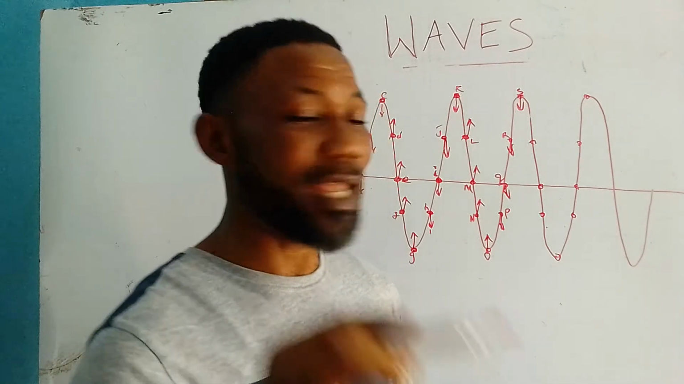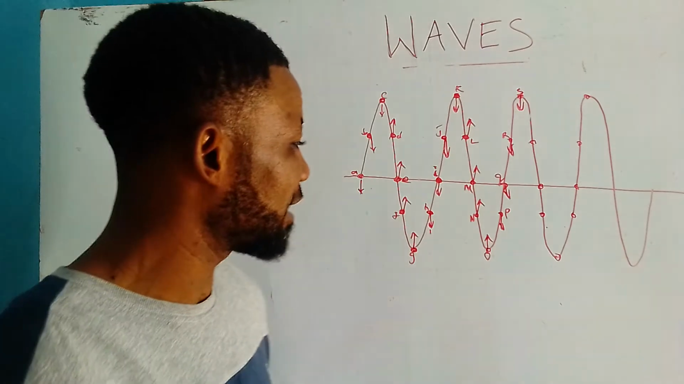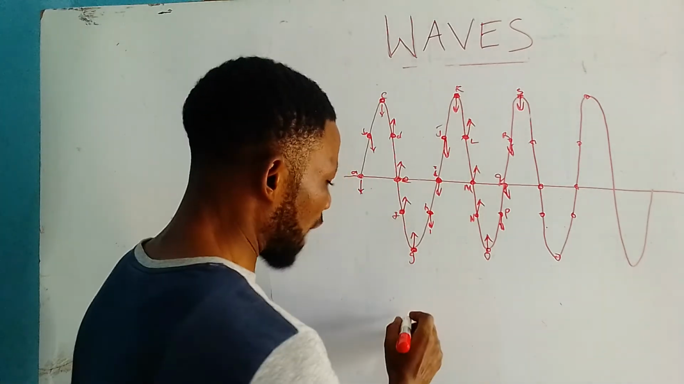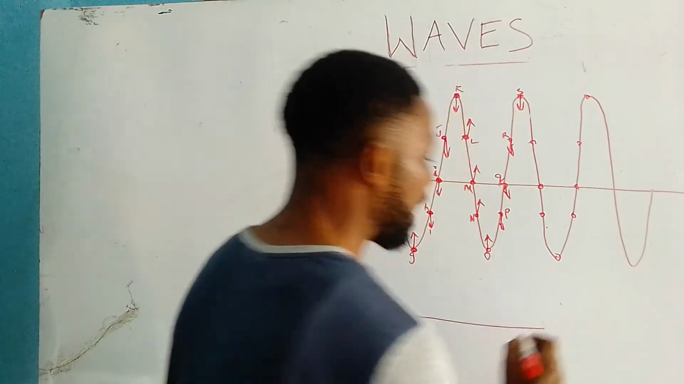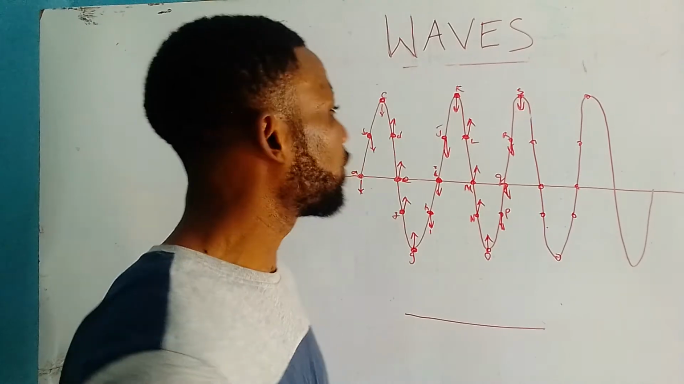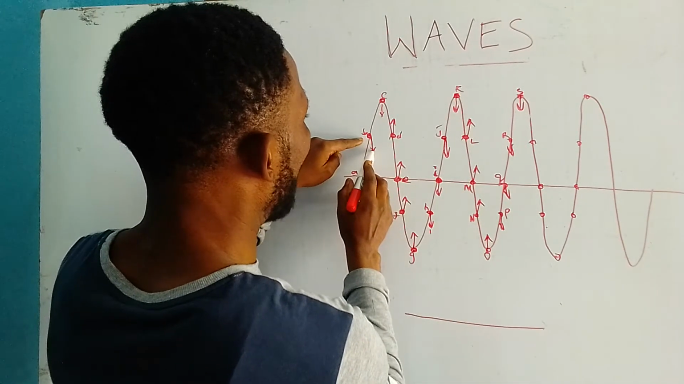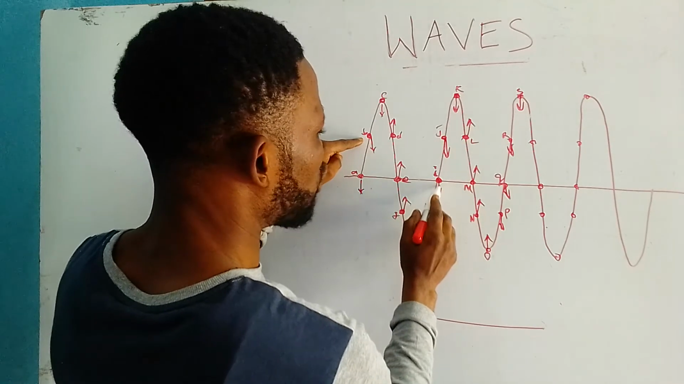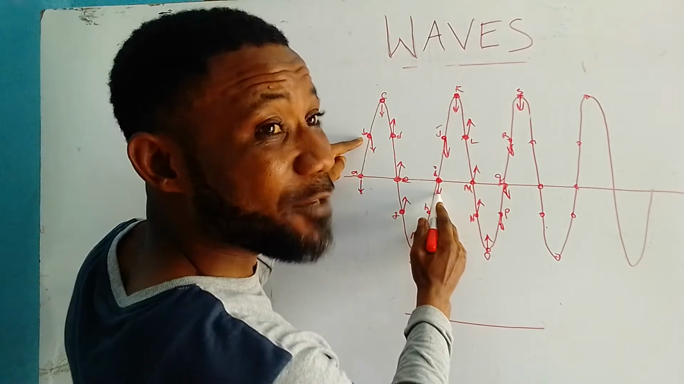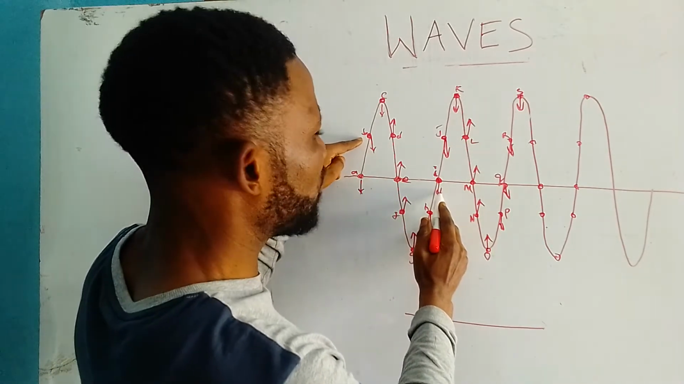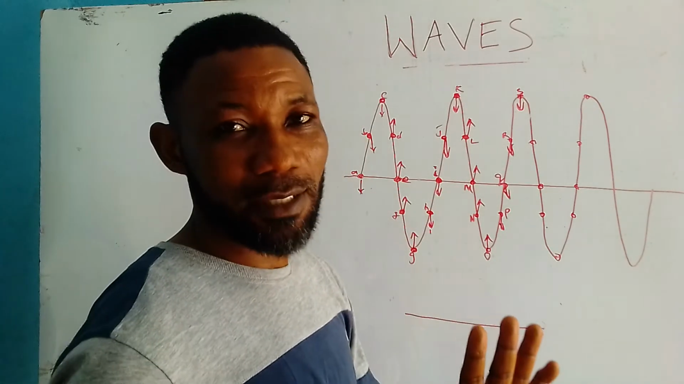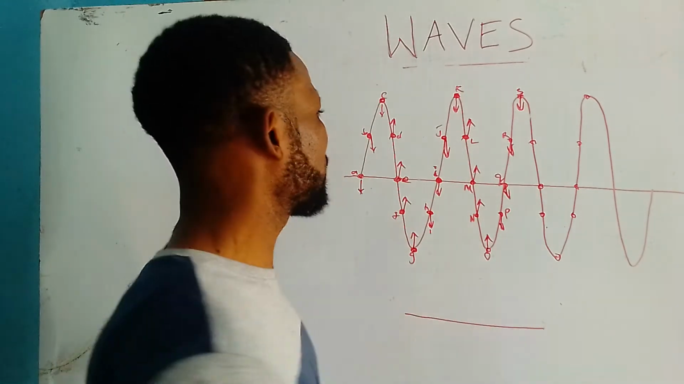And for particles to be in phase, there is one other point I didn't indicate. These are particles which are along the same horizontal line and they are moving in the same direction. Take note, this particle P, B is moving down and I is also moving down, but they are not in phase because they are not along the same horizontal direction. They are out of phase. They are not moving along the same horizontal direction.